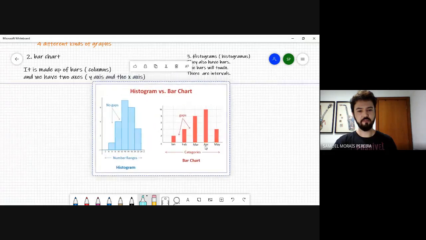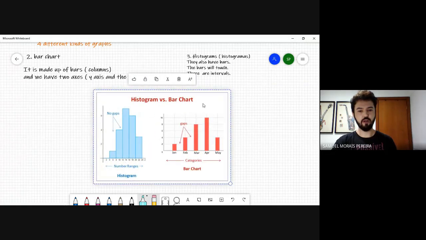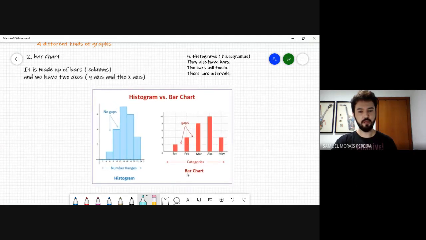Here you can see the difference between a histogram and a bar chart. Can you see, ó? Eles enfatizam essa ideia aqui, tá vendo, ó? No bar chart, I have bars, okay? And you have gaps between the bars. You have intervals. You can understand gaps as intervals, okay? And when you have a histogram, there is no gap. Tá vendo aqui, ó? No gaps.